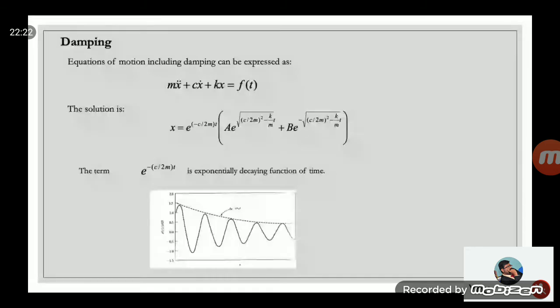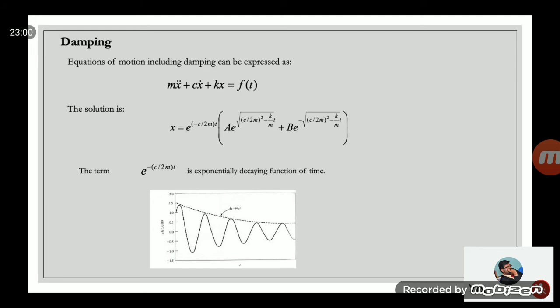Now I'm adding another parameter to the equations of motion, which we have seen before: m x double dot plus k x, that's the mass and stiffness of the part. Now we are adding damping as well, c x dot. It's basically velocity driven. The solution of this equation has two parts: an oscillatory part and a constant part within the parenthesis.